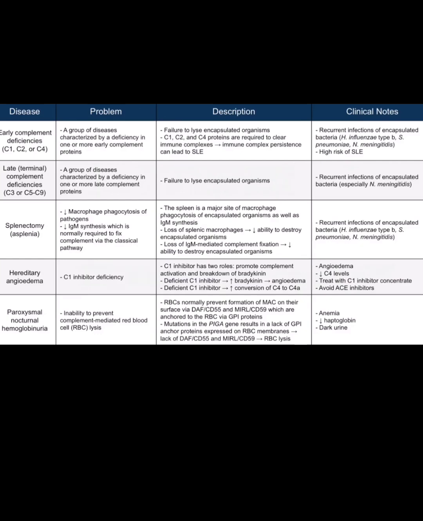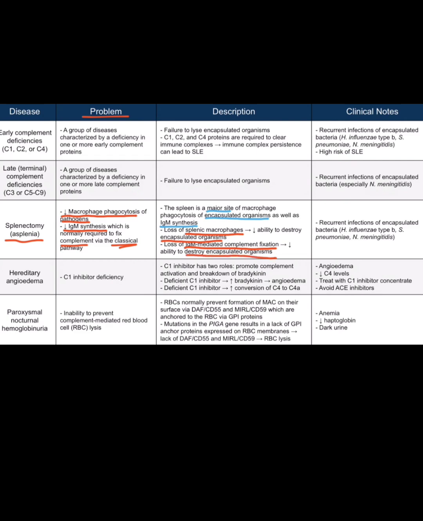Next, let's discuss the consequences of splenectomy. So here's the problem. Without a spleen, there's decreased macrophage phagocytosis of pathogens. Secondly, there's decreased IgM synthesis, which is normally required to fix complement via the classical pathway. So as you can see, there are two reasons the spleen is necessary for clearing out encapsulated organisms. Because the spleen normally is a major site of macrophage phagocytosis of encapsulated organisms, as well as IgM synthesis. So without a spleen, patients will lose those splenic macrophages, so they won't be able to kill encapsulated organisms, and there's a loss of IgM-mediated complement fixation, which leads, again, to decreased MAC, so decreased ability to destroy encapsulated organisms.